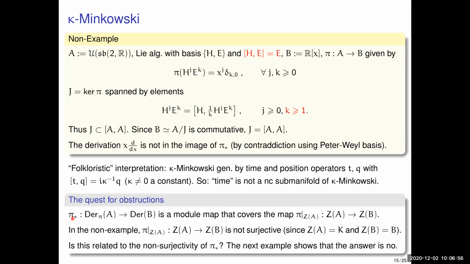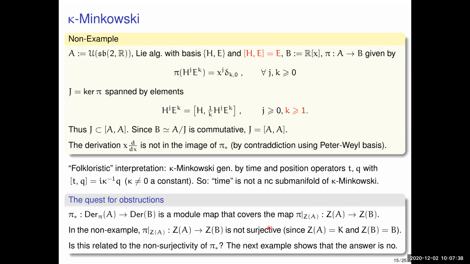Why this? Because pi star is a module map over the center. The target space is a module over the center of B. The domain is a module over the center of A, and this is a module map that covers the restriction of pi to the center. So in the example on this slide, pi restricted to the center is not surjective, and also pi star is not surjective. So maybe the non-surjectivity of one has something to do with the non-surjectivity of the other. Unfortunately, this is not true.